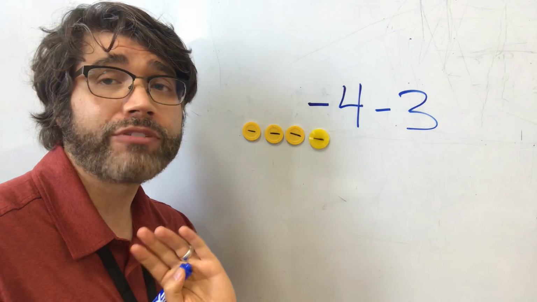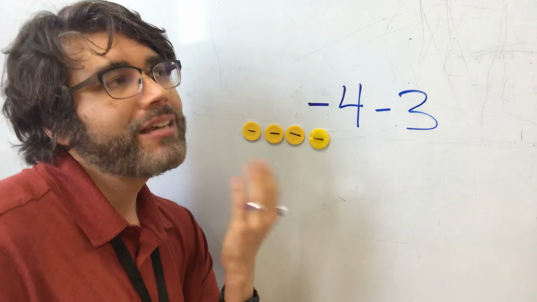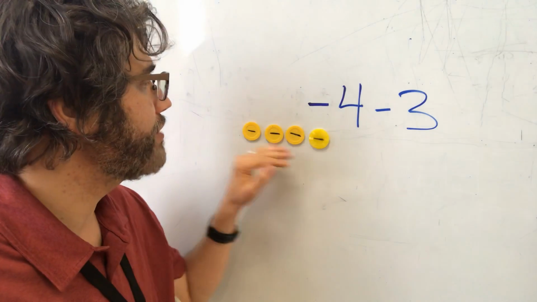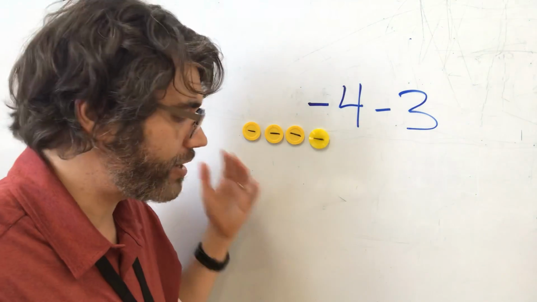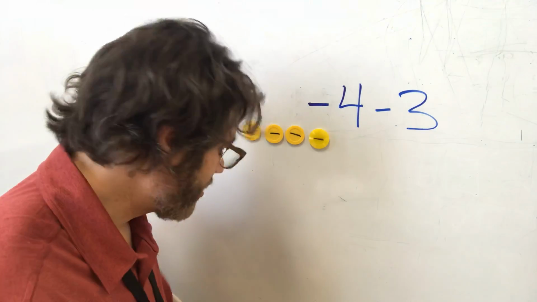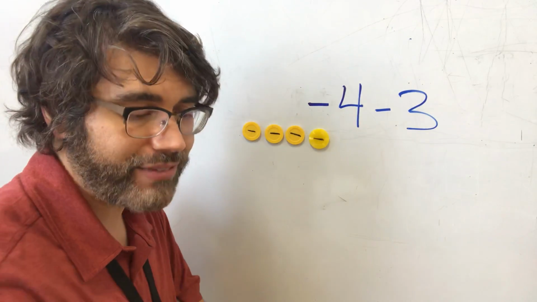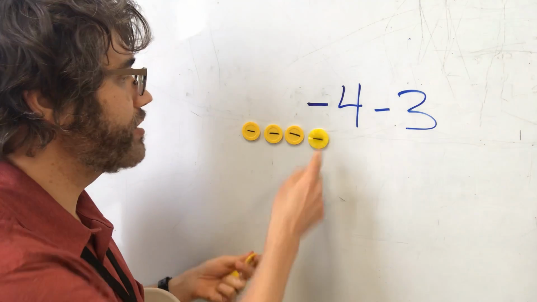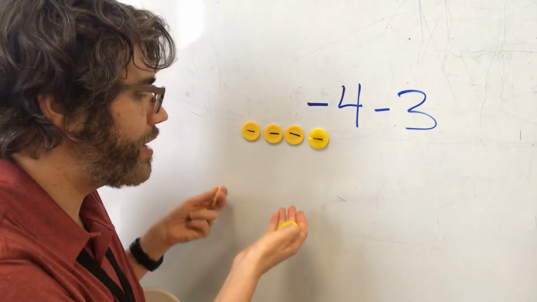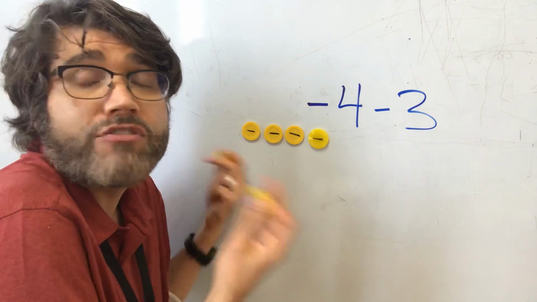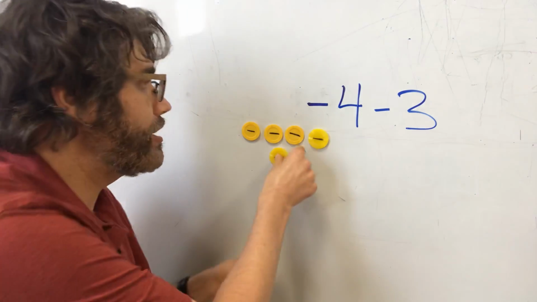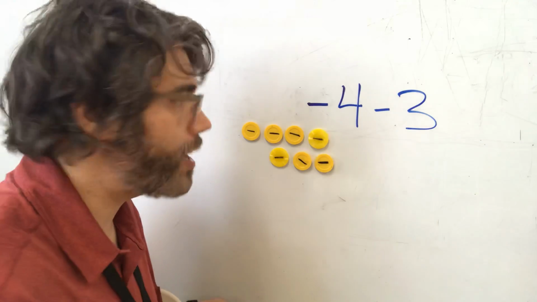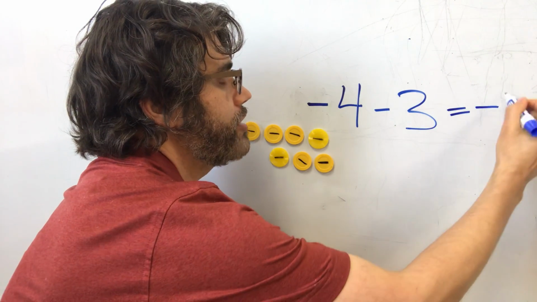And so I would like to offer an alternative that might be a little bit more satisfying conceptually. So if we have $4 of debt and you take away $3 from such an unlucky person, they're going to end up with $7 in debt in total, which is even more debt. They have no choice but to go further into debt. So they're going to be in a total of $7 of debt in all. Okay, so that's why -4 minus 3 is going to be -7.